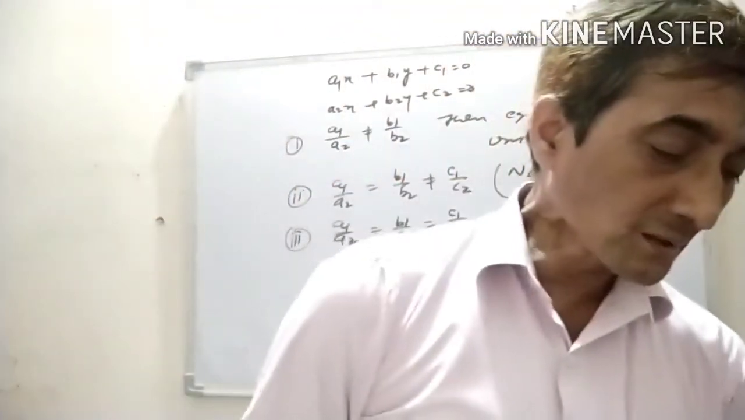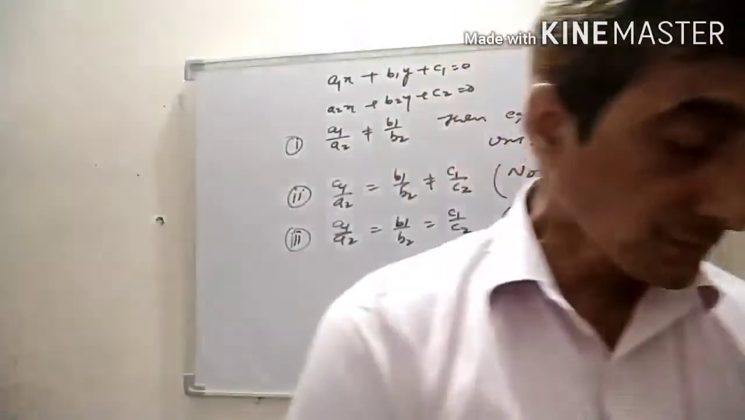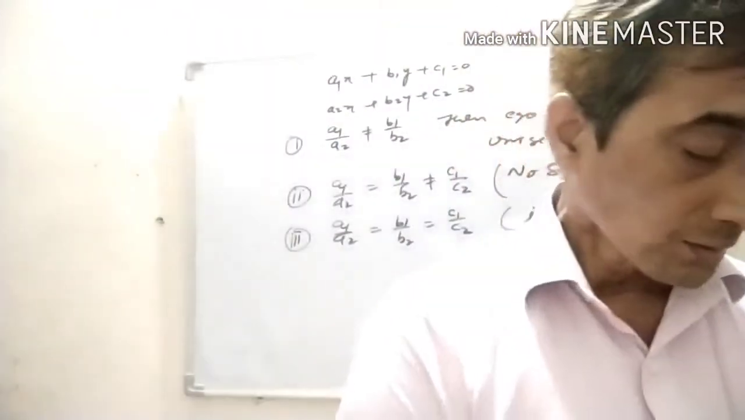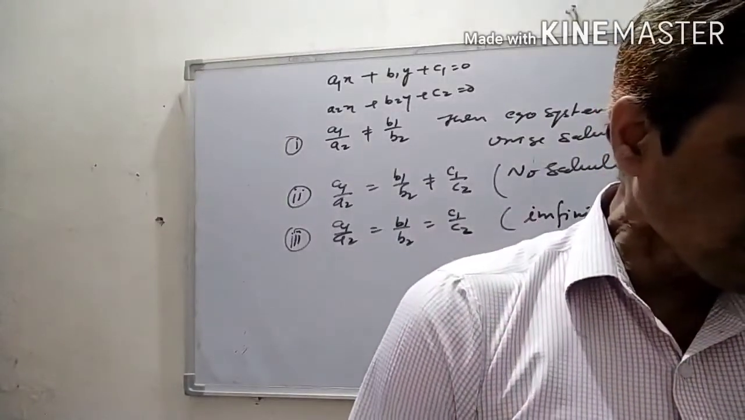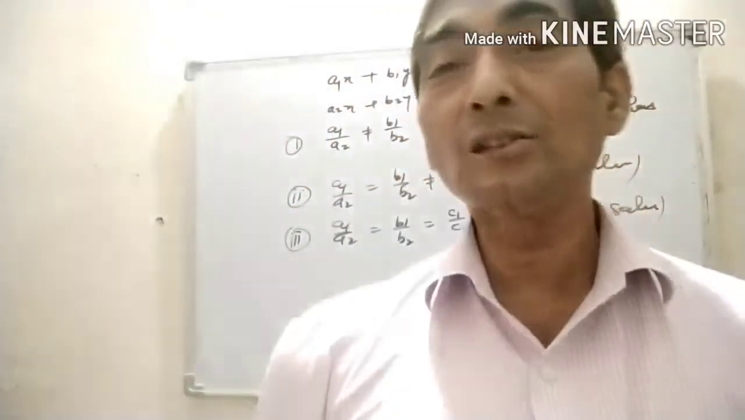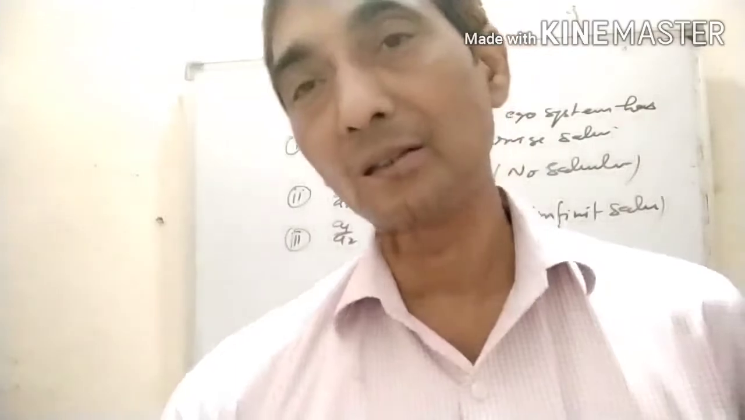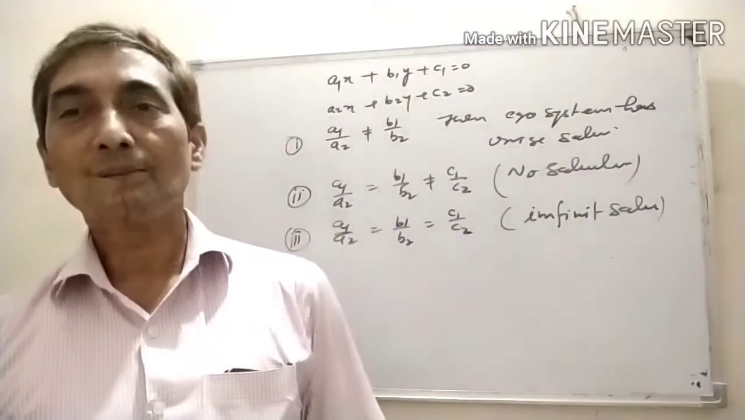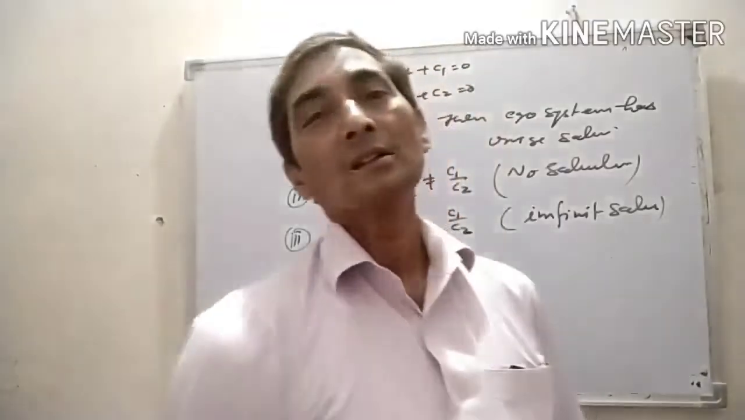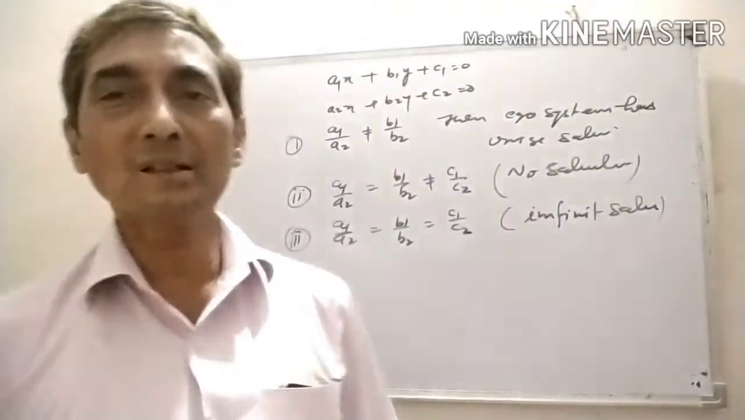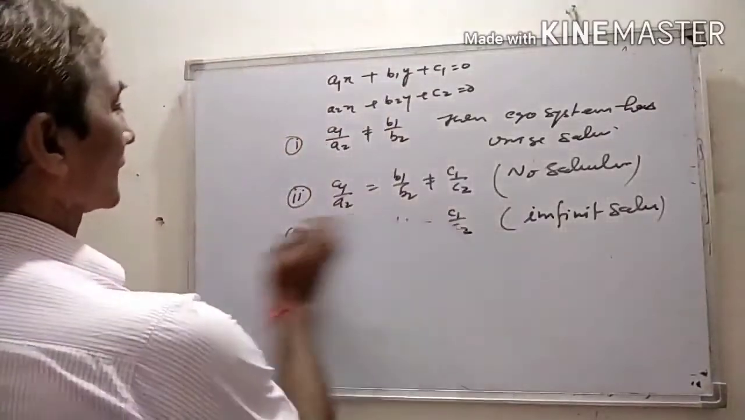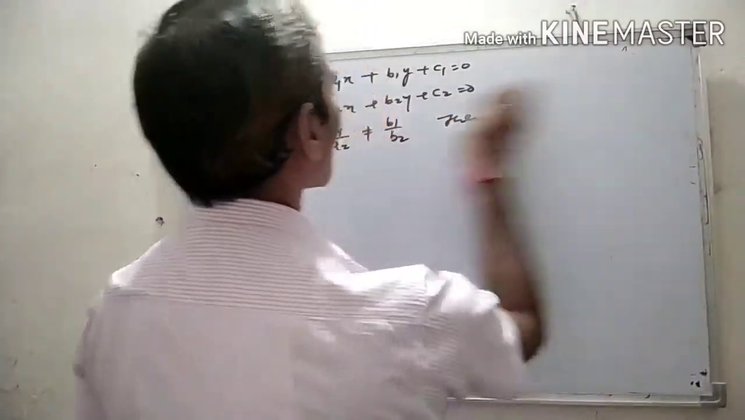So come to your exercise number 3.5. The question is: which of the following pairs of linear equations has a unique solution, no solution, or infinitely many solutions? In case there is a unique solution, find it by using the cross multiplication method. First of all we have to justify what type of solution the given equation has. So come and try to see it.